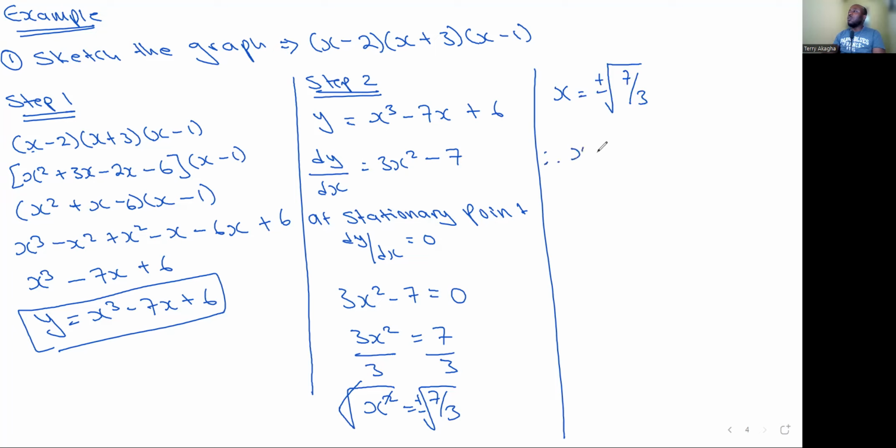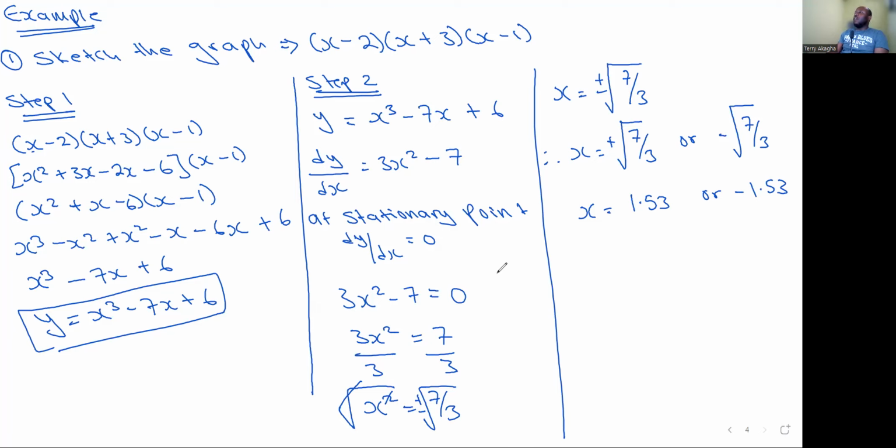Therefore, x will be either equal to the square root of 7 over 3, or minus the square root of 7 over 3. So remember it's plus or minus. Now when you press your calculator for this, it should give you 1.53, or minus 1.53. Now remember, we are finding the stationary points.